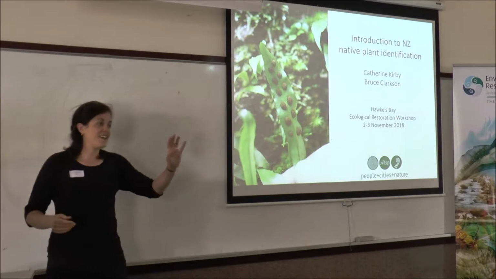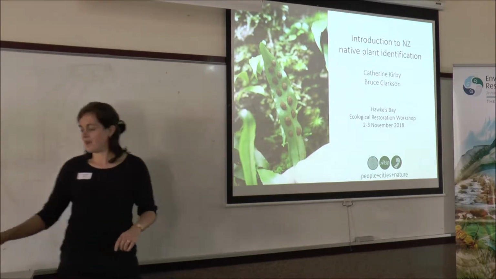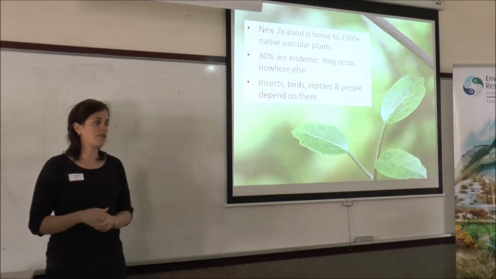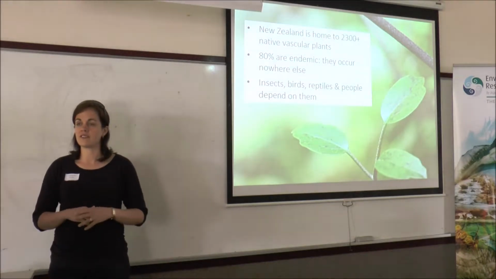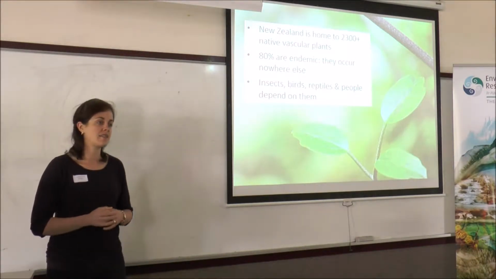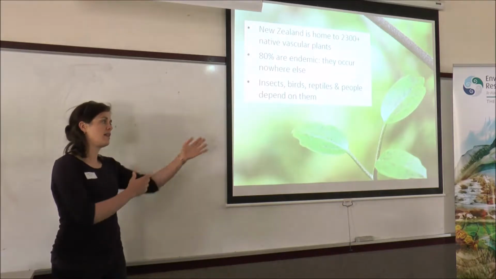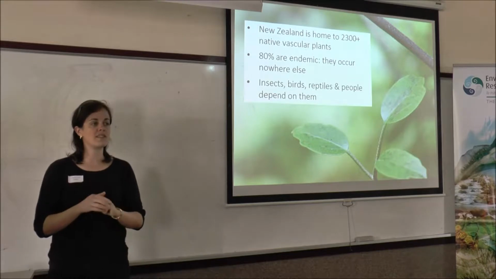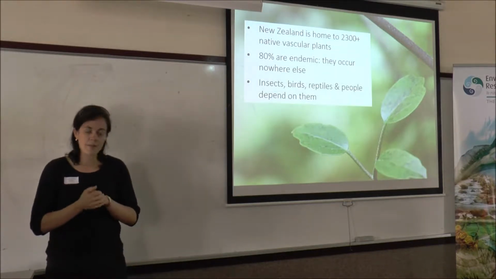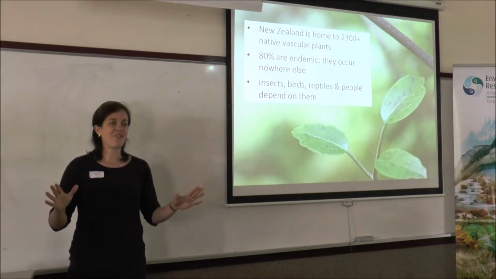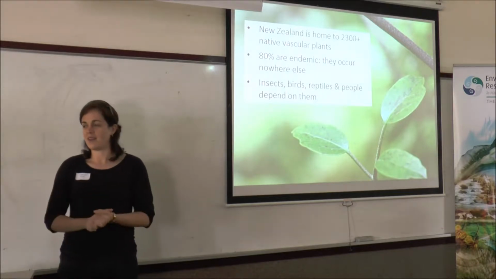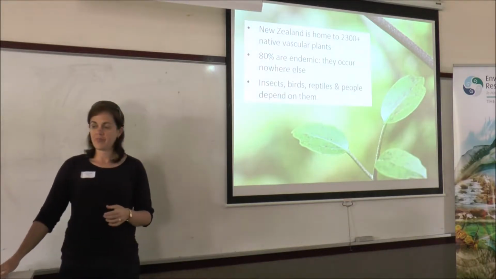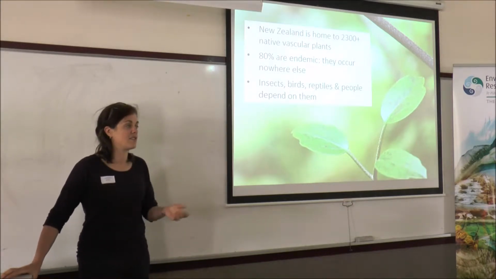So, as I said, introduction to New Zealand plant identification. Aotearoa, New Zealand is home to over 2,300 native vascular plants. Vascular meaning the large plants we see around. We're not going to delve into mosses, lichens and liverworts at this point because that might put you to sleep. But we'll stick with those, and that's the figure we claim for our native flora. But crucially, 80% of those are endemic.